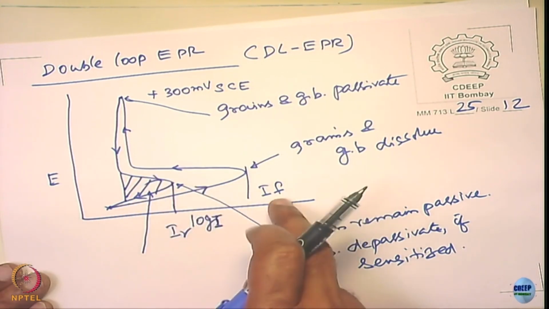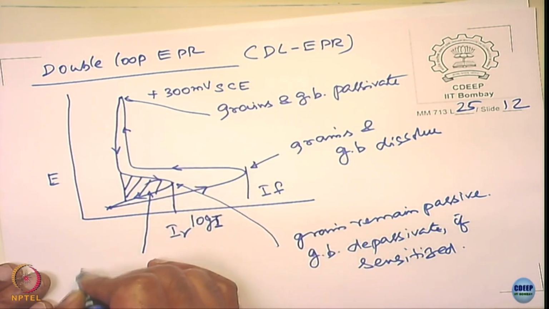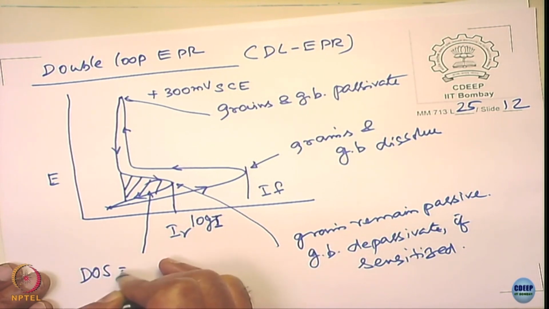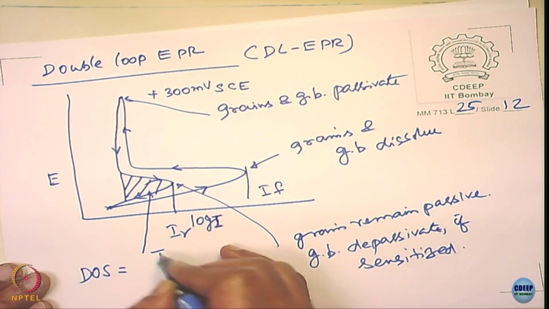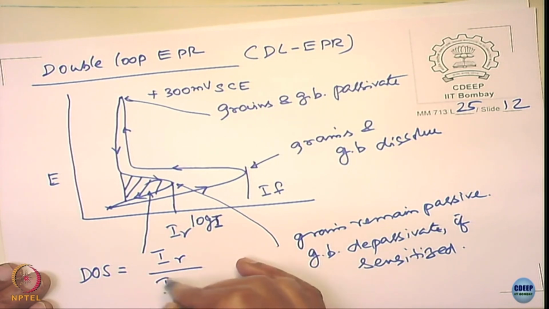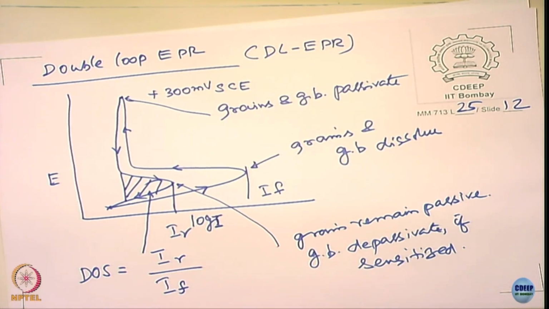What you can do is simply take these values, like the degree of sensitization can be written as I reverse by I forward, which is the fraction of this one, right. This gives you the fraction of the grain boundaries that suffer intergranular corrosion. So this is also used as one of the quantitative tests to quantify to what extent the sensitization has occurred.